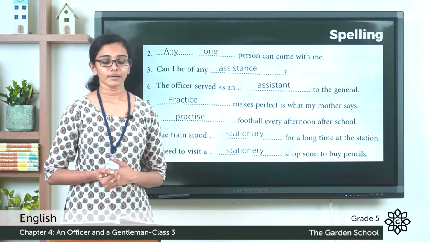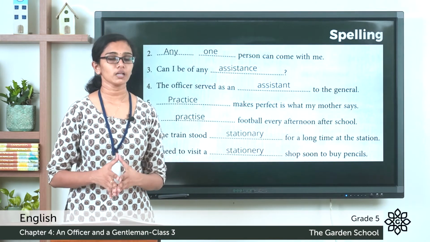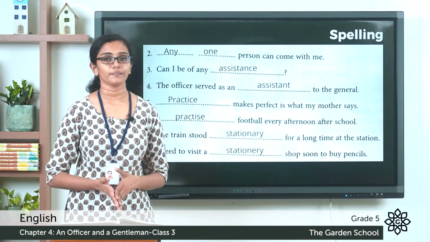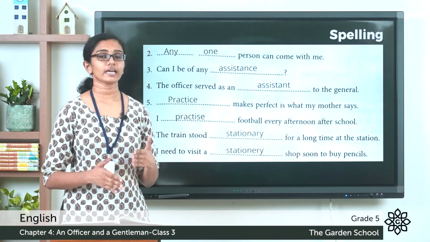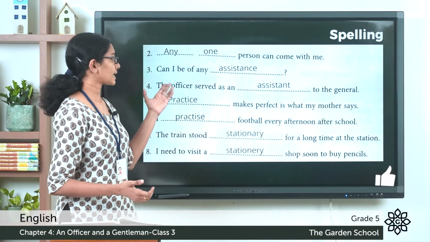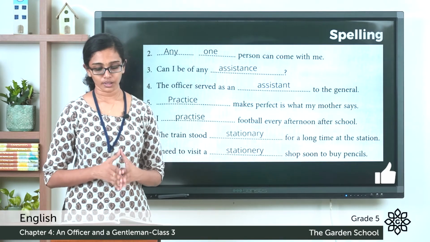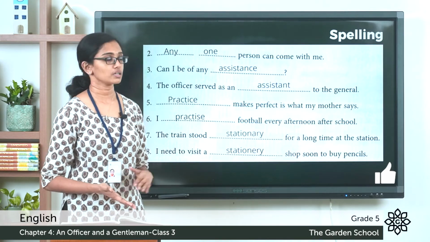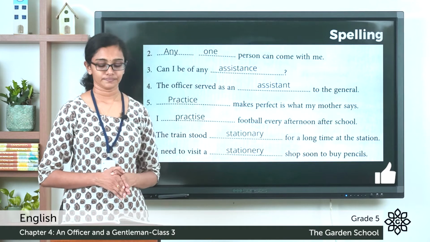Both these look similar, but the word assistance means help, whereas the word assistant means the helper. So here, what should come? Can I be of any assistance? Which means, can I be of any help? And question number 4, the officer served as an assistant to the general. Means the officer served as a helper to the general.